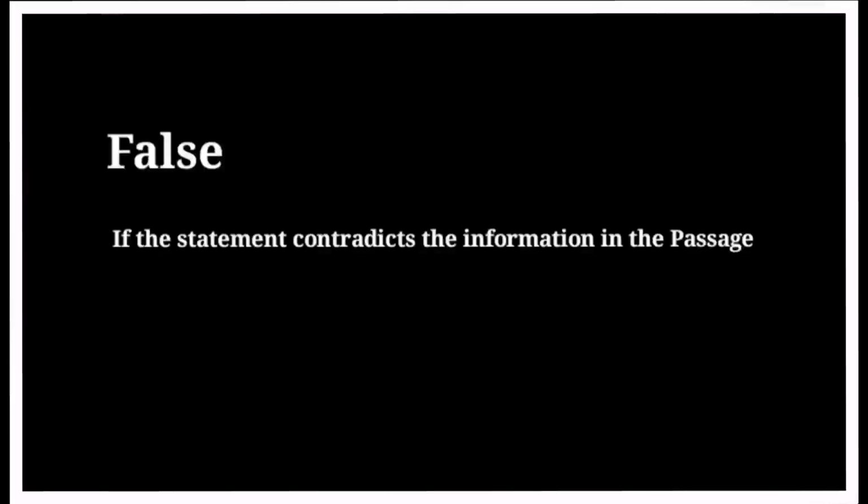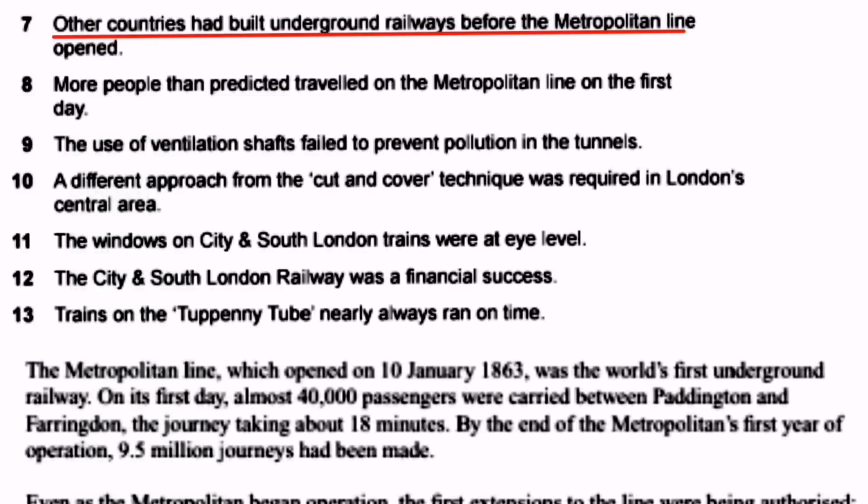In boxes 7 to 13 on your answer sheet, write true if the statement agrees with the information, false if the statement contradicts the information in the passage, not given if there is no information related to any statement in the passage. Question number 7.